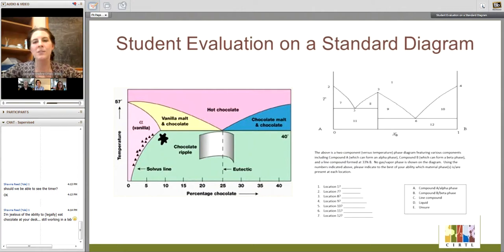So I had students in both the chocolate class and the standard control class do pre and post tests before and after my lesson on this subject. So next slide, please.